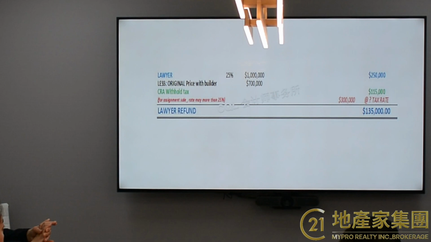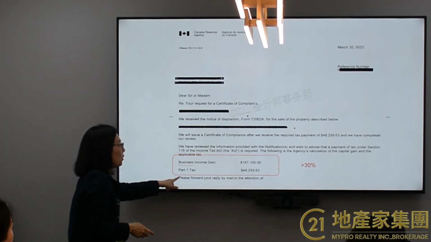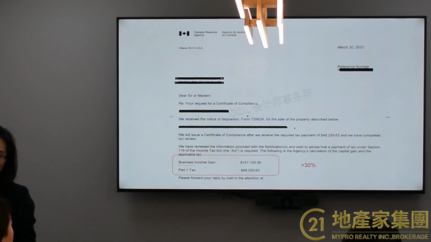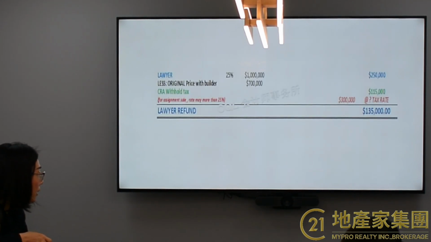Asking the client, once they have a firm offer, to find an accountant to submit the application. The tricky thing is most people think it's 25% of the gain being withheld by the revenue agency. But recently we have this assignment sale. The revenue agency treats this assignment sale as business income, so the tax withholding rate is over 25%. So you can see it's not simply withholding 25% of the gain.